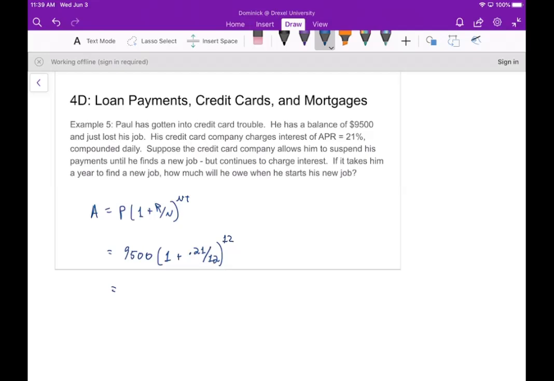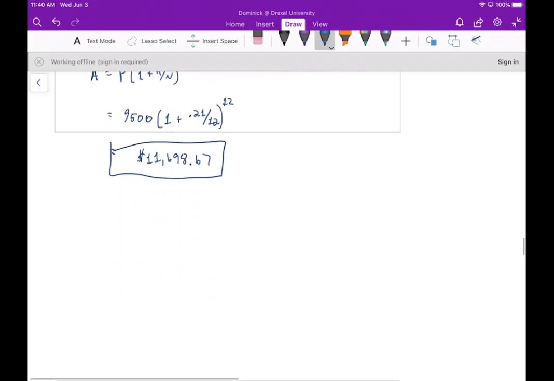So now if we plug this in, you have 9,500 times 1 plus 0.21 divided by 12 to the 12. Now this is going to jump up to $11,698.67. Right? So in just a year's time, by not making these payments anymore, because he got into this trouble, he now owes $2,000 more than the original amount, right? So this is one of the ways that you can get into trouble with credit cards.